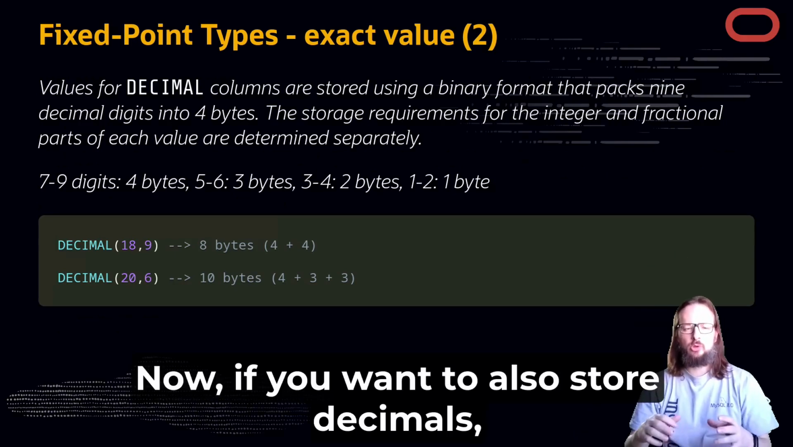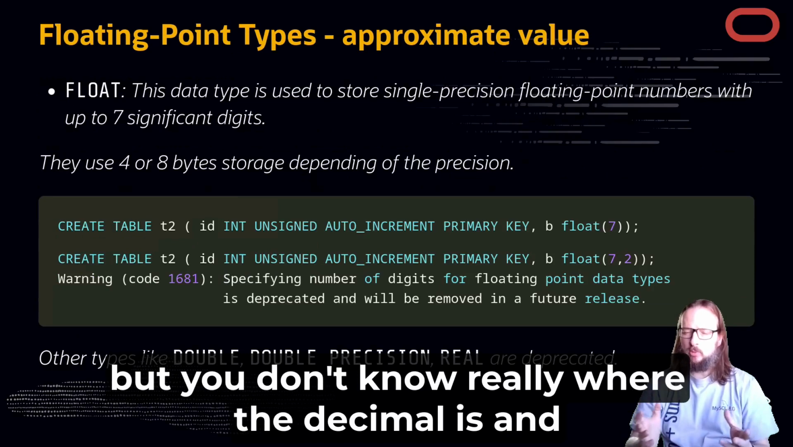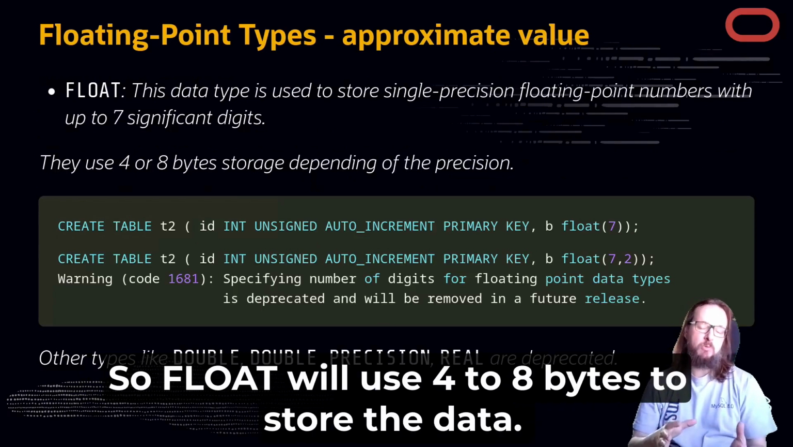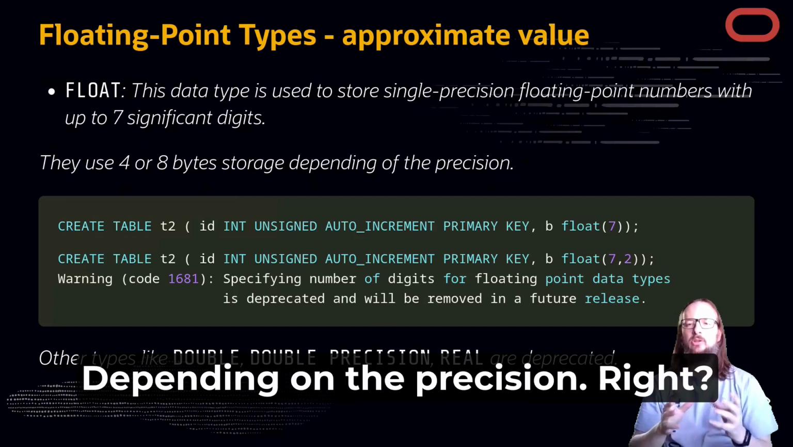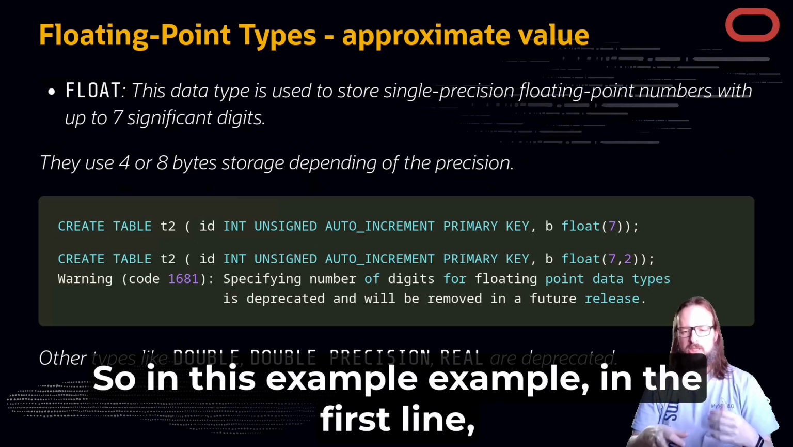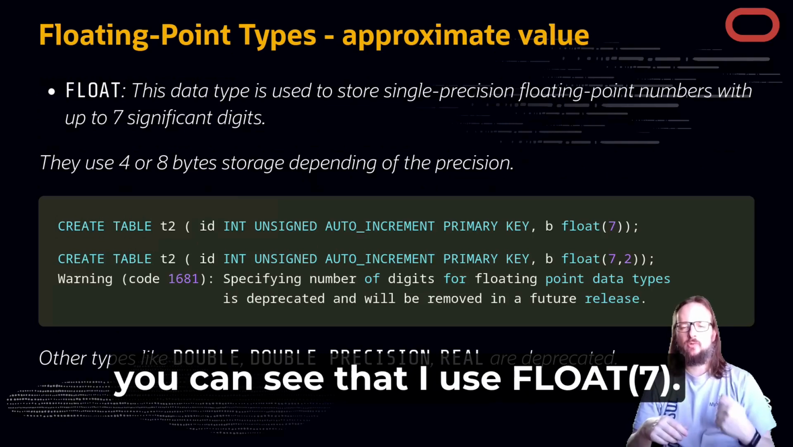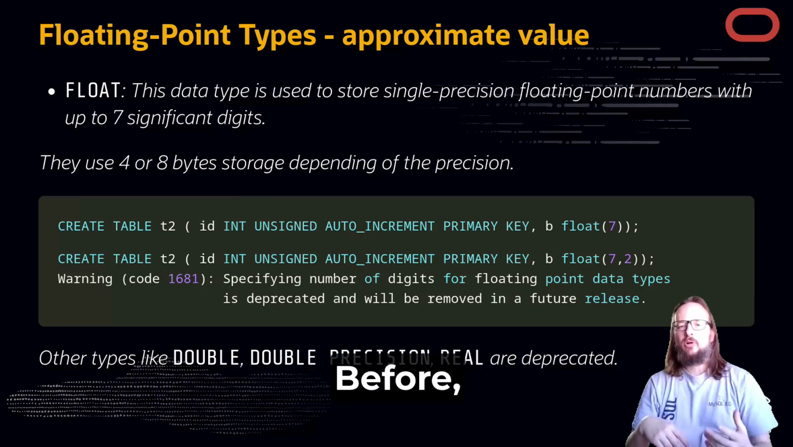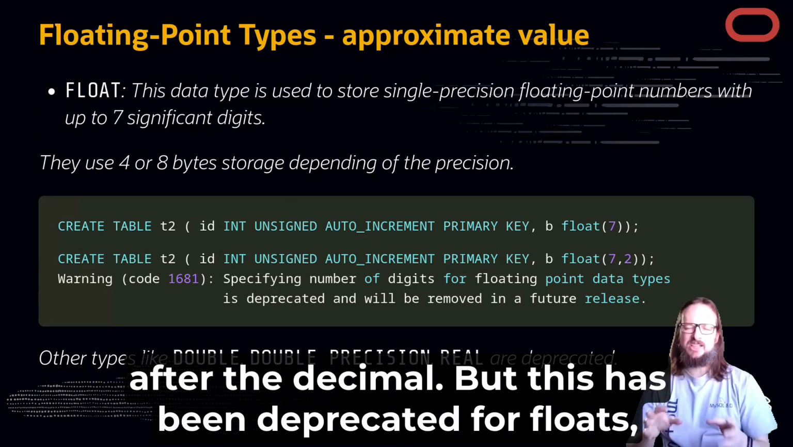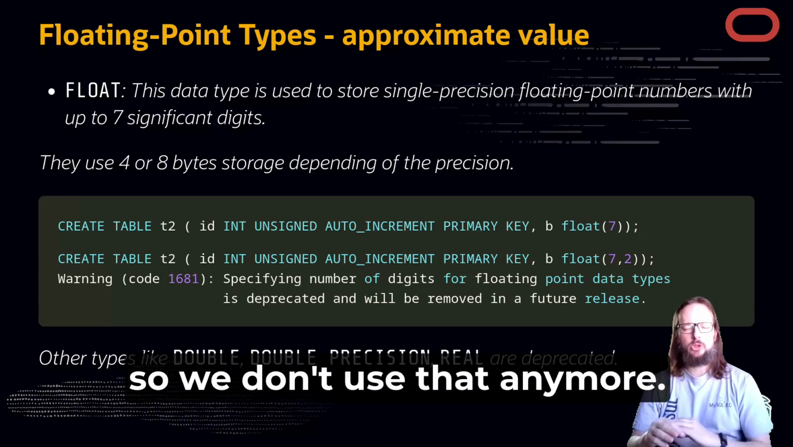Now, if you want to also store decimals, but you don't really know where the decimal point is, and you have an approximate value, we use float. Float will use 4 to 8 bytes to store the data, depending on the precision, right? And it uses one single parameter. In this example, in the first line, you can see that I use float 7. Before, you could also specify the number of digits after the decimal point, but this has been deprecated for floats, so we don't use that anymore.